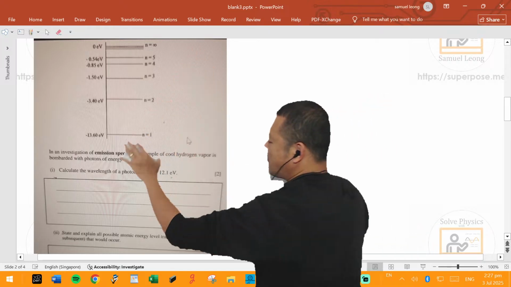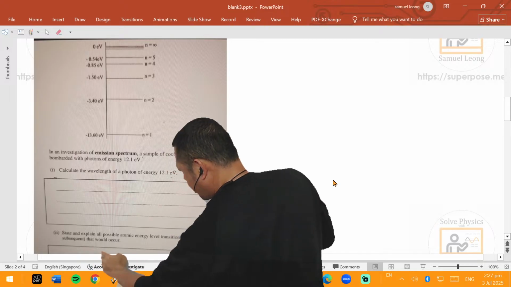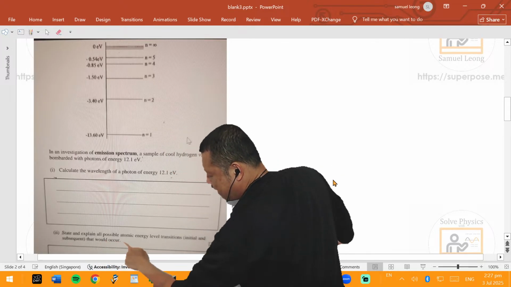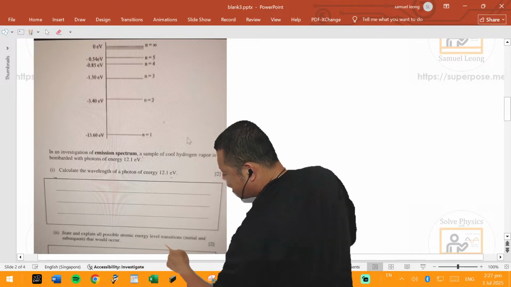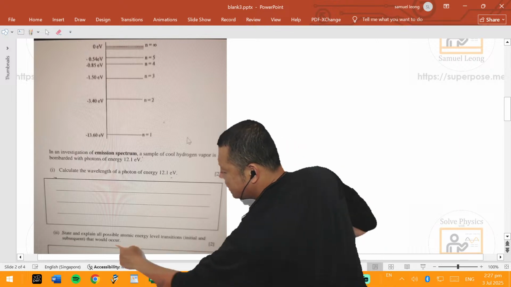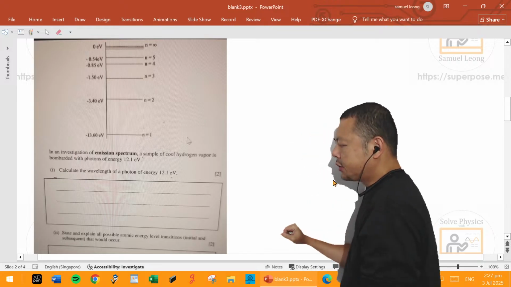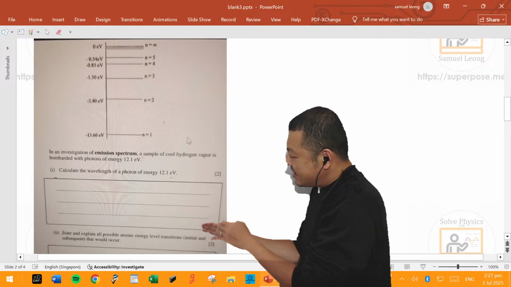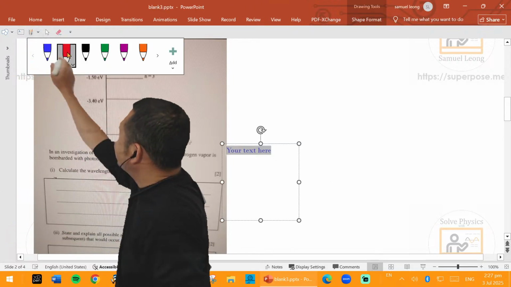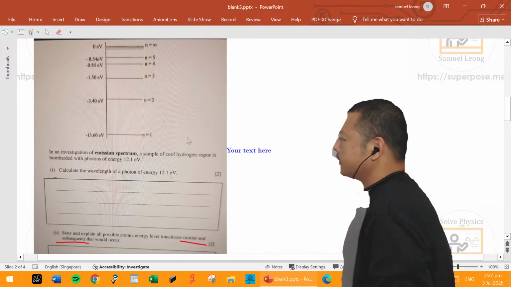Okay, listen up. Celeste, your turn to shine. They're asking for all possible energy level transitions, initial and subsequent, that would occur. So the key phrase here is initial and subsequent. That's my trigger point. Initial and subsequent. Okay, fine.